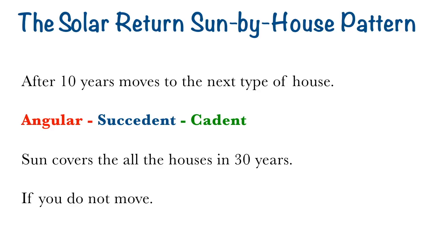So the solar return sun by house pattern: the sun will spend around 10 years in the angular houses, and then it will move into the succedent houses and then into the cadent houses, and then it will cover all the houses over a 30-year period. So it does move slightly each year. And the point is too that this only holds true if you do not move, if you are in the same place. So say you are in Vancouver year in, year out, the pattern will remain. It doesn't really matter where the pattern is, but if you have the sun on a cusp, you would want to definitely make sure you've got the right solar return there.